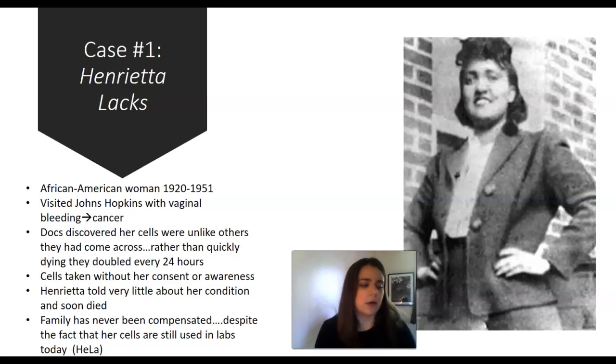Okay, there we go. So Henrietta Lacks was an African-American woman. She lived from 1920 to 1951, okay? And the story of Henrietta Lacks, right, is that she visited Johns Hopkins Hospital initially with vaginal bleeding, okay? So she was experiencing these symptoms, obviously was concerned about her health, and went to the hospital. And what was found is that she had cancer, and I believe it was cervical cancer specifically.